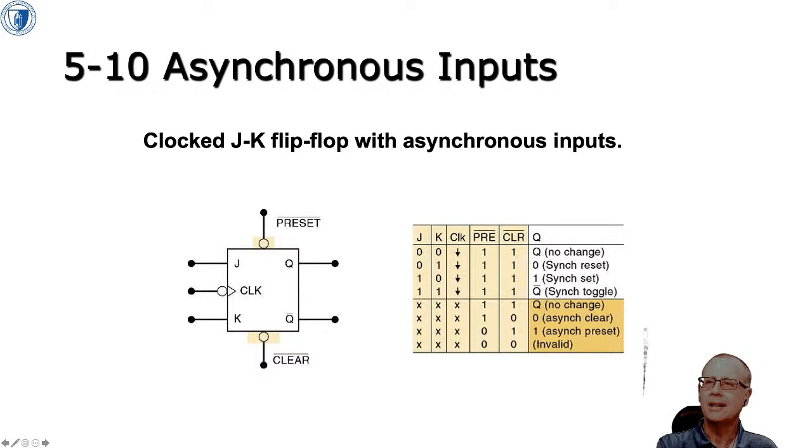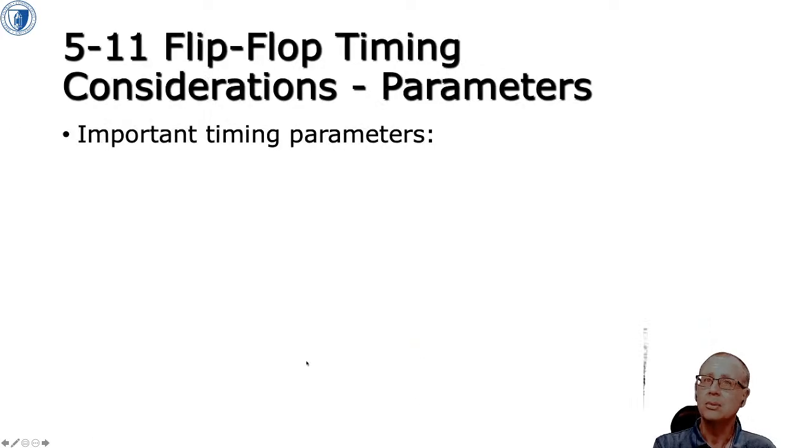You'll notice again we've got an invalid result. This is very similar to the SR 0 and 0, or 1 and 1, I think it was a non-inverting version. So you want to try and make sure that that never happens if you are using the asynchronous inputs.